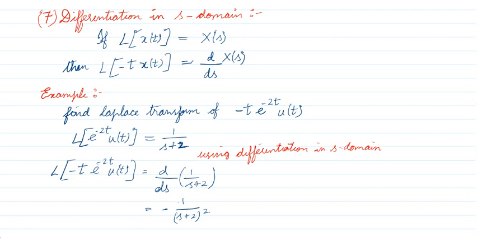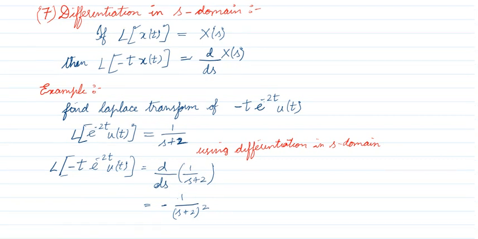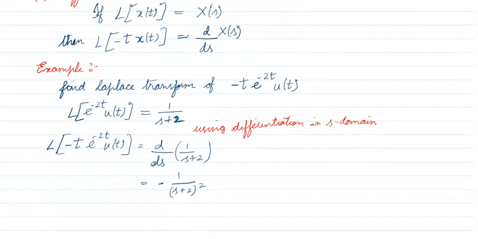So simple. You find the Laplace transform of the original signal. If they are asking for minus t into that signal, then immediately you can take d by ds of the original signal's transform. The corresponding Laplace transform is 1 by s plus 2. If you differentiate this with respect to s, you will get the answer. So this is the Laplace transform of minus t e power minus 2t u of t, using what property? The differentiation in s domain property.